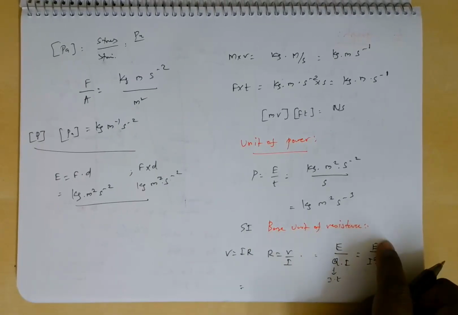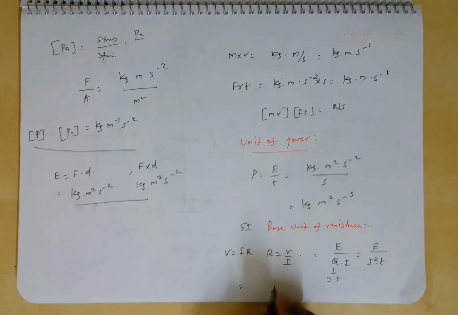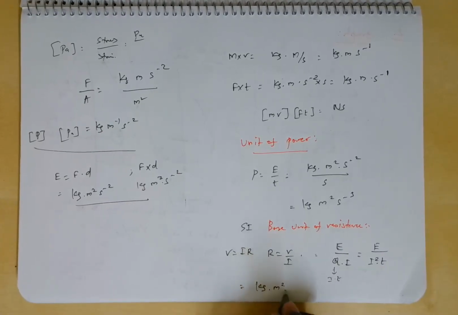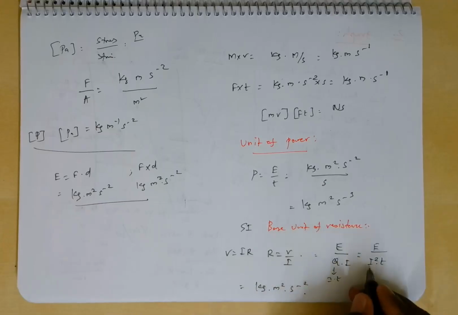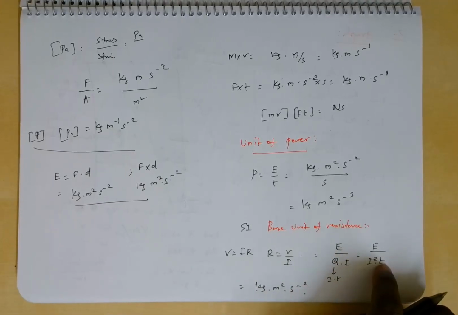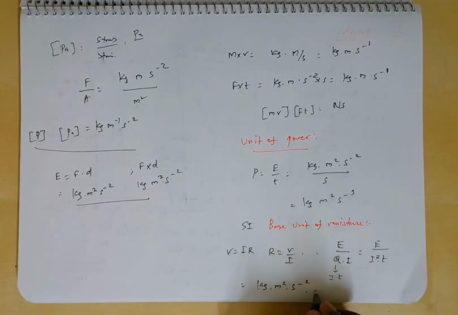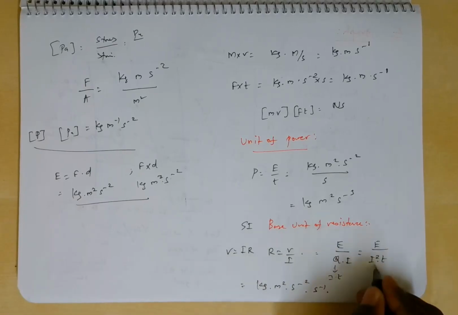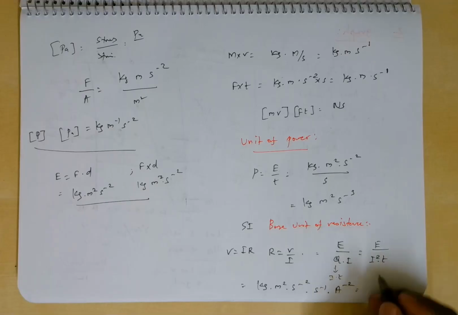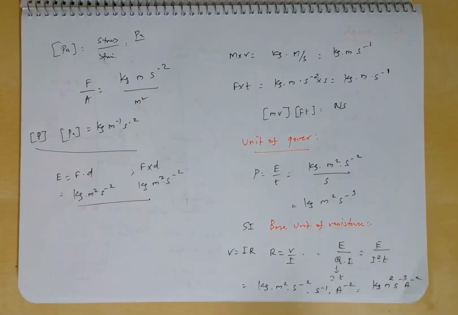We know this is joule, that is energy, force into distance. So kilogram meter square second power minus 2 into I square, and time here in the division, so second power minus 1 into I square. So ampere power minus 2, as ampere is in the denominator. So you will get kilogram meter power 2 second power minus 3 ampere power minus 2. Okay, super.